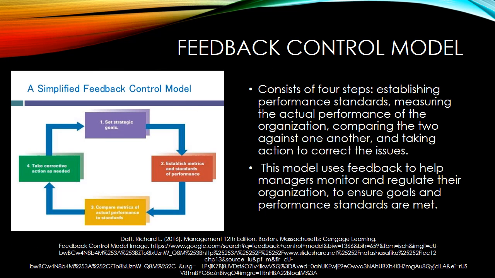The feedback control model, which I have an image of on the left that explains it so it's a little bit easier to understand, consists of 4 steps: establishing performance standards, measuring the actual performance of the organization, comparing the two against one another, and then from there taking action to correct any issues. This model uses feedback to help managers monitor and regulate their organization and to ensure goals and performance standards are being met.